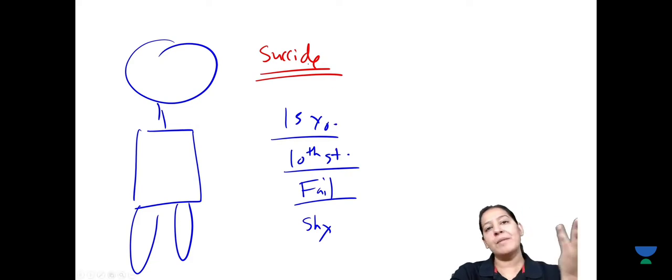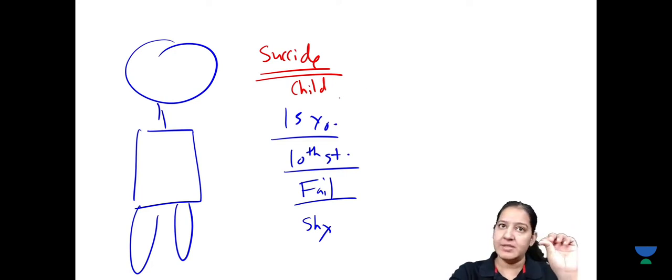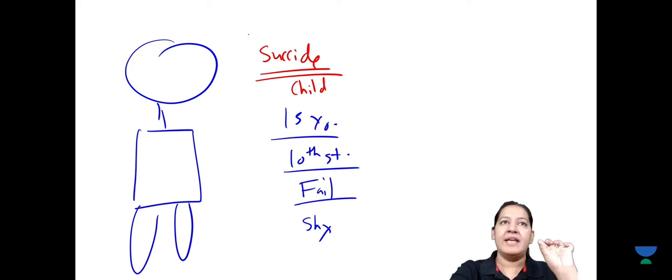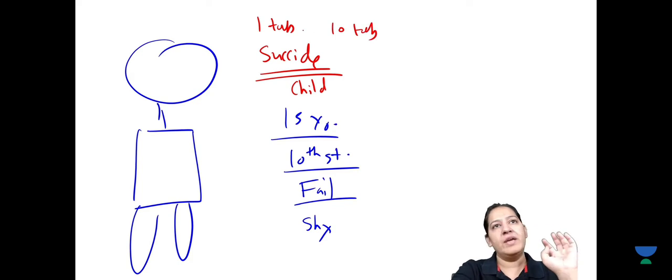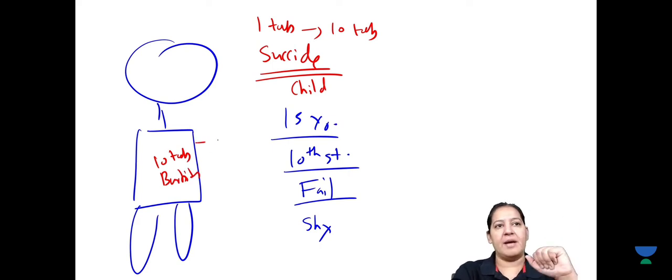So how to commit suicide now? He is a child. He has thought that my mother or my father takes a sleeping pill every day, right? He knows there is a sleeping pill at home. So he arranged that sleeping pill, and he thought instead of taking one tablet, I will take all 10 tablets together. So he has taken 10 tablets of barbiturate, and after taking the tablets, he got unconscious.